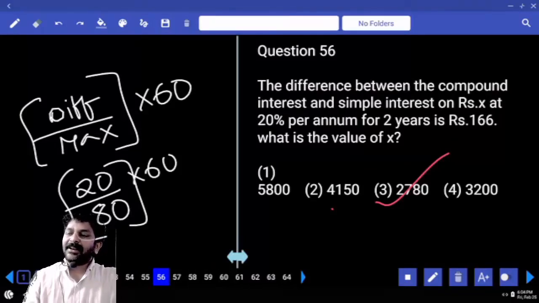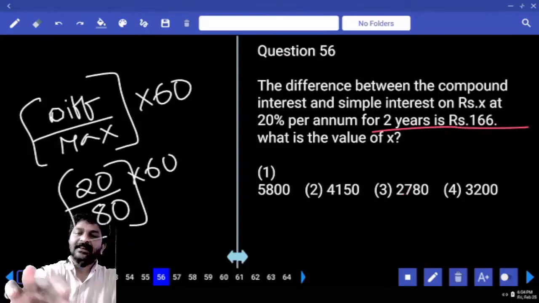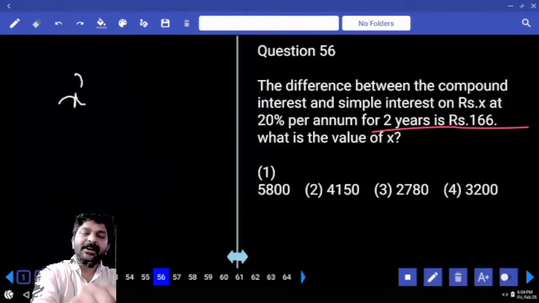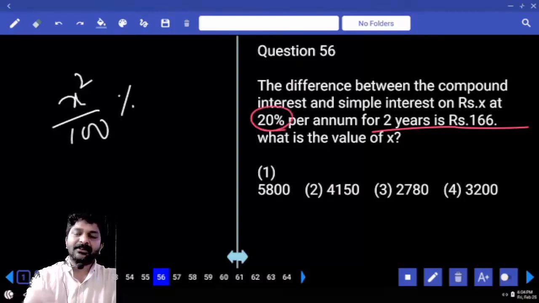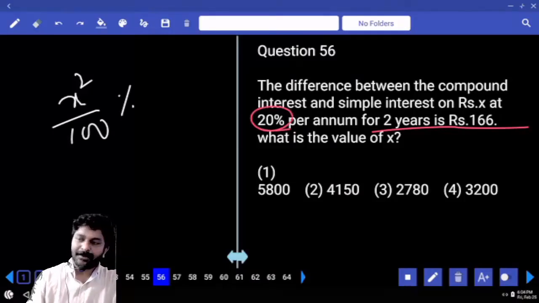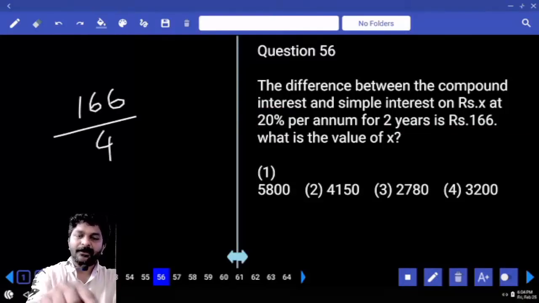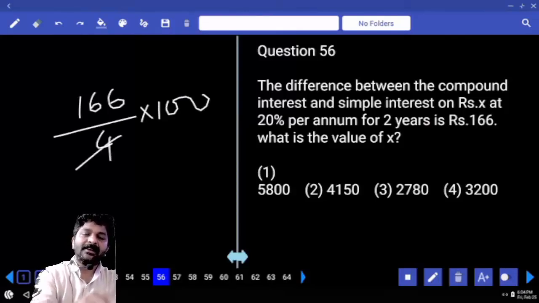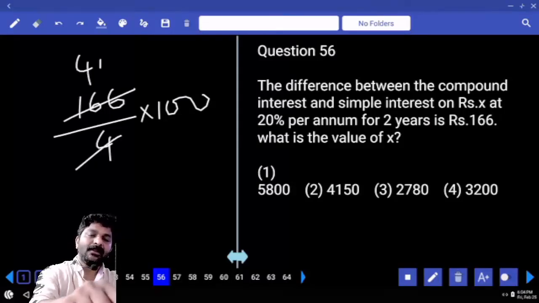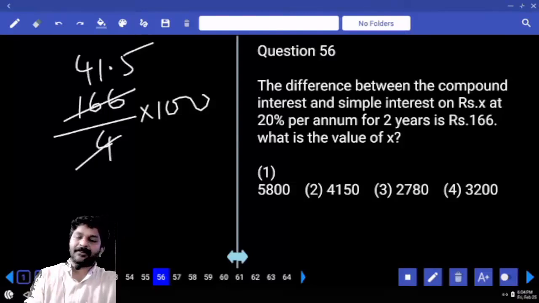The difference between compound interest and simple interest on X rupees at 20% per annum for 2 years is 166. The difference between simple and compound interest for 2 years is X square by 100%. So 20 square by 100 is 4%. So 166 rupees is 4%, 1% is 166 by 4, and 100% is into 100. 4 times 1.5 is 41.5, into 100 gives 4150.